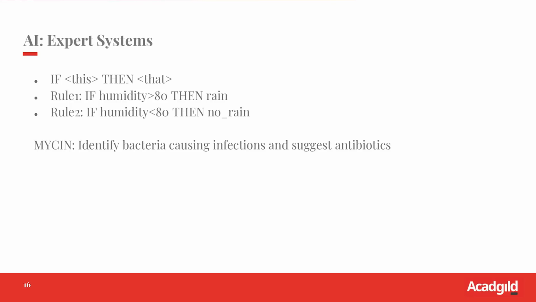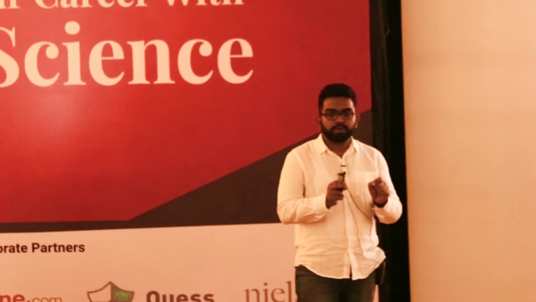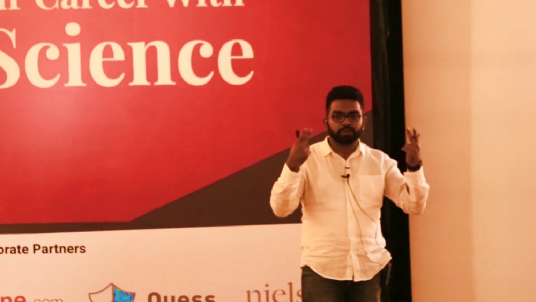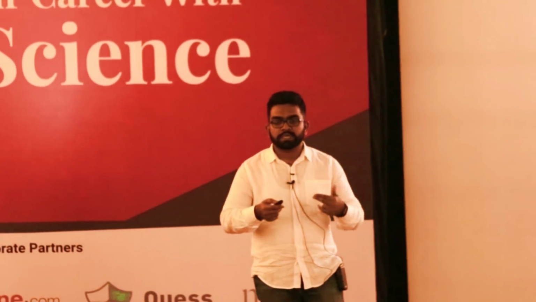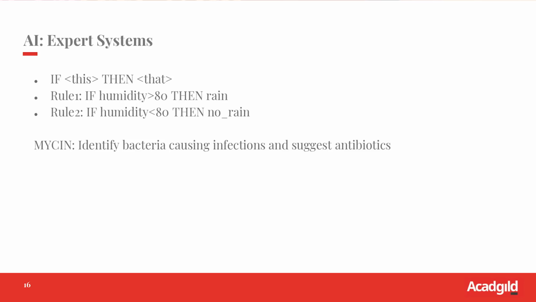A human says that, hey, if the humidity is greater than 80, you should predict that it is going to rain, or else it is not going to rain. This is a simple rule-based system where a human has used their knowledge to give rules to the AI, and the AI just predicts as the rules say. One such example is Mycin.